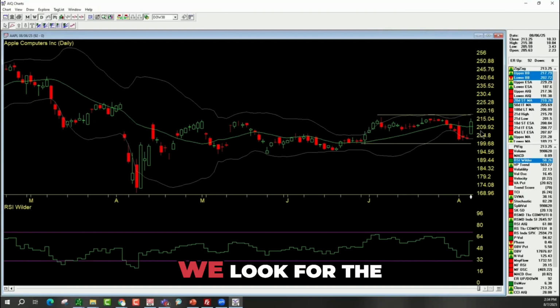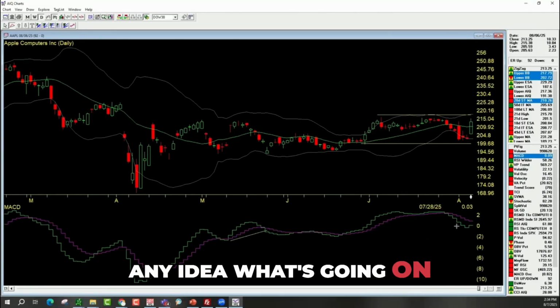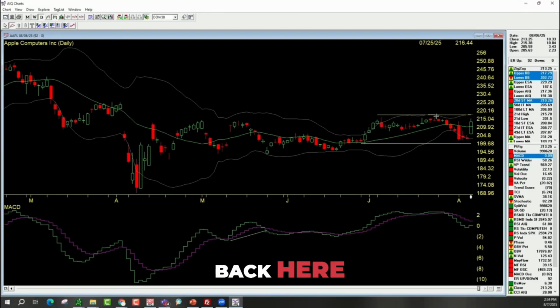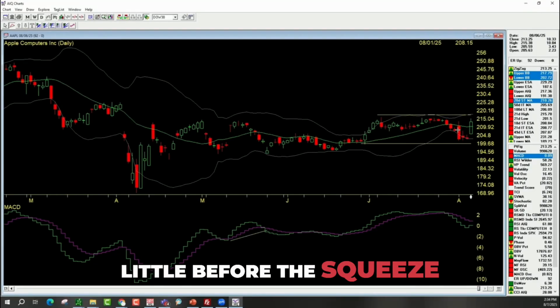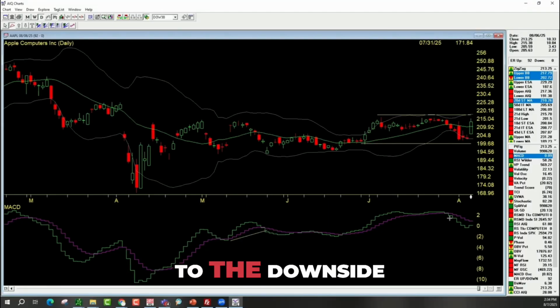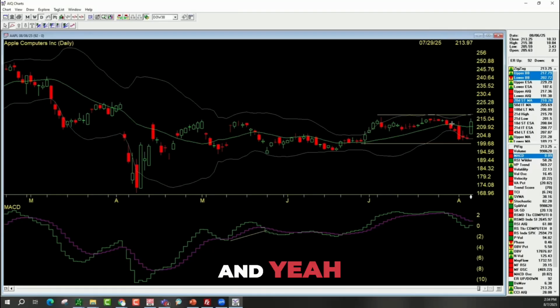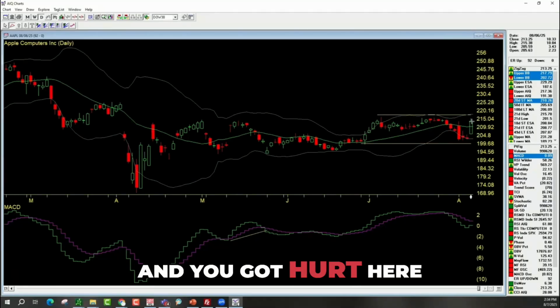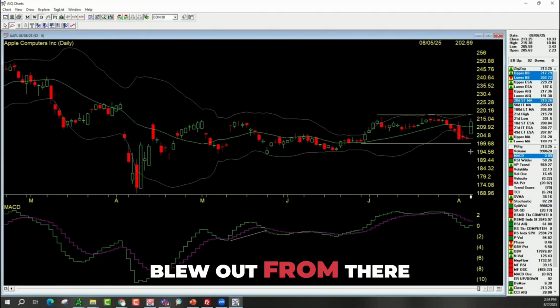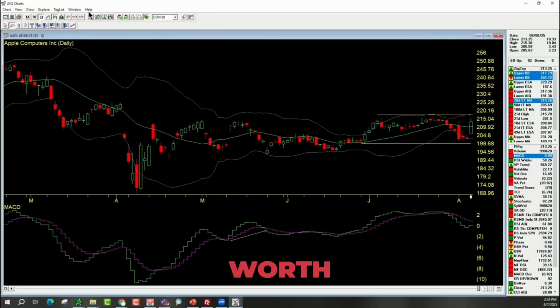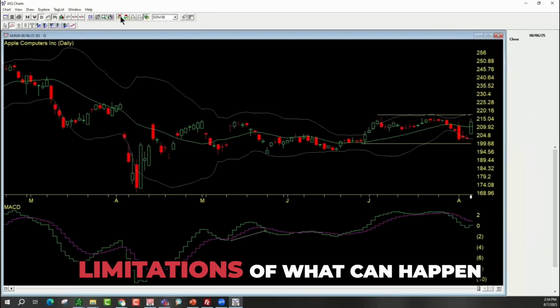But with the squeeze, we look for the MACD to do a crossover to give us any idea of what's going on. The only crossover was back here, a little before the squeeze. And this squeeze is definitely to the downside. Look at the crossover there. You could have traded for a few days and got hurt here, because the earnings just blew out from there. So not a great trade, but worth being aware of the limitations of what can happen.